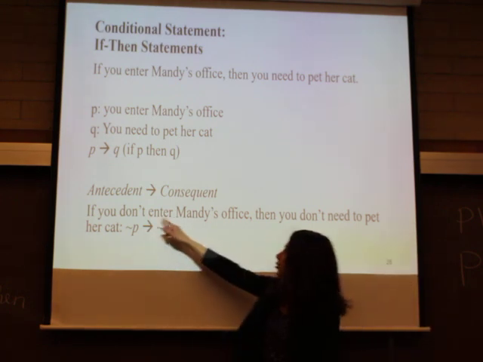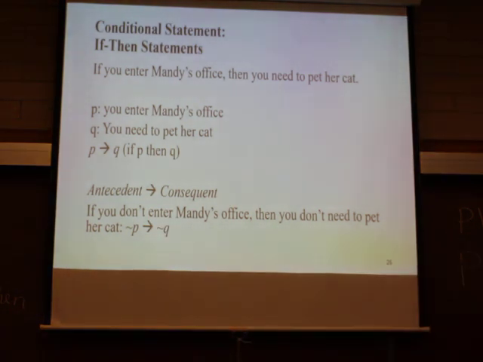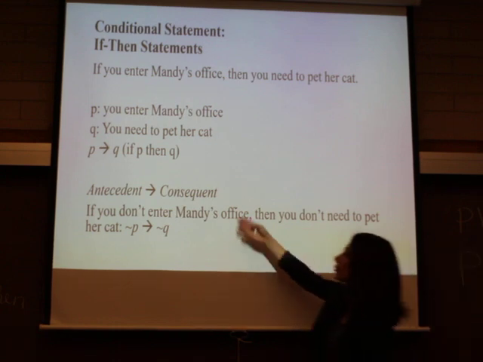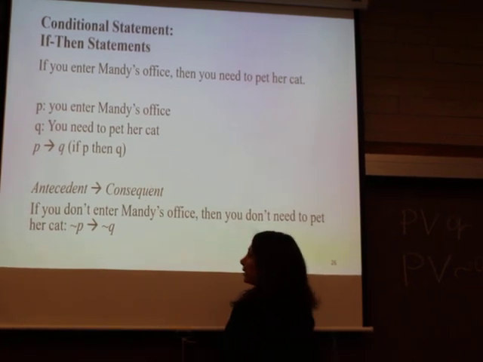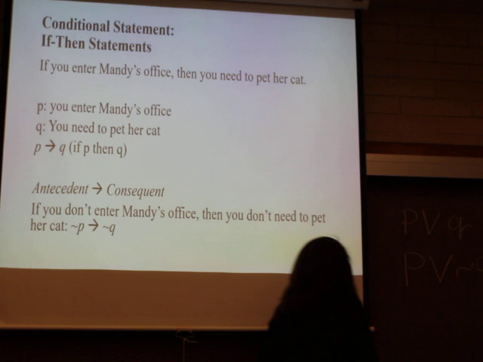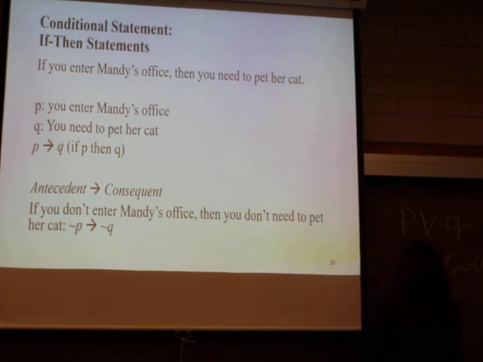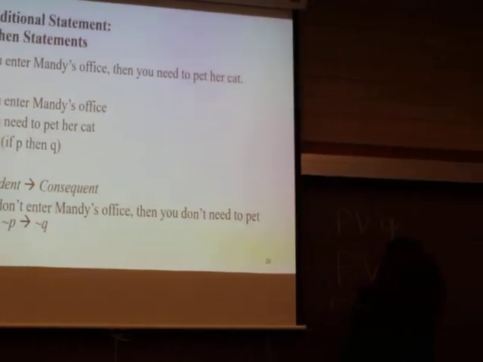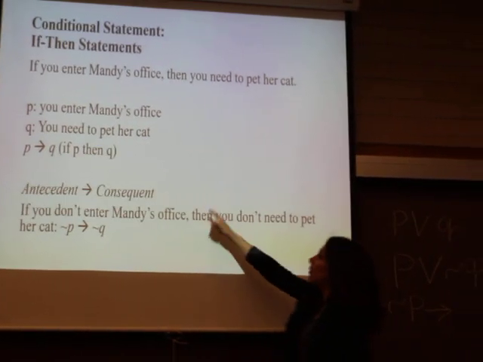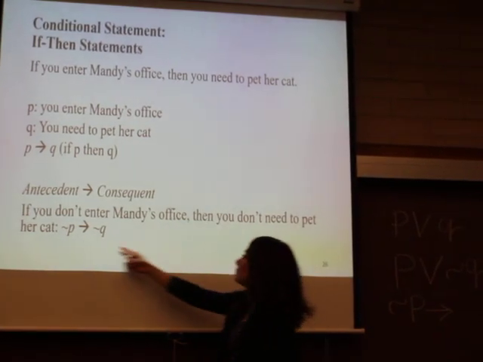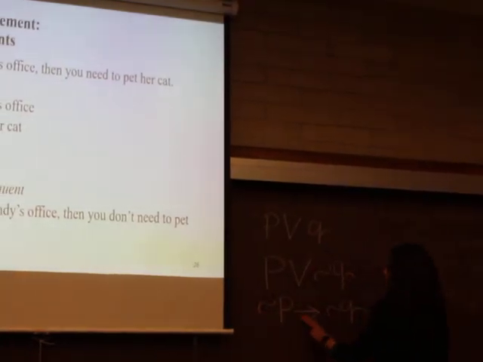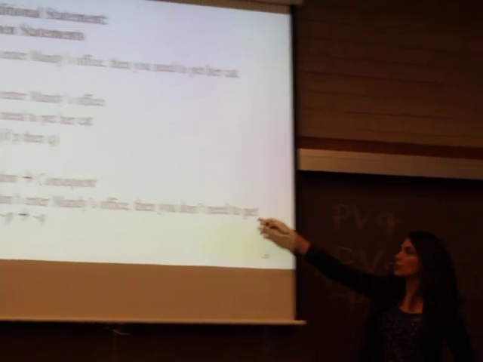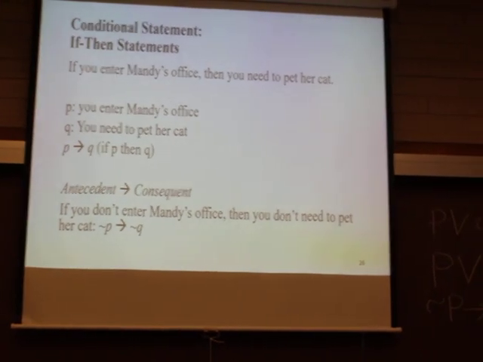What if I tell you, if you don't interview at this office, then you don't need to pet her cat? Well, if I want to use symbols to represent that: you interview at this office is P, so you don't interview at this office, so it's not P. If not P, then you don't pet her cat. Pet her cat is Q. Don't pet her cat is not Q, the negation. So if not P, then not Q. So I changed this statement into symbols.